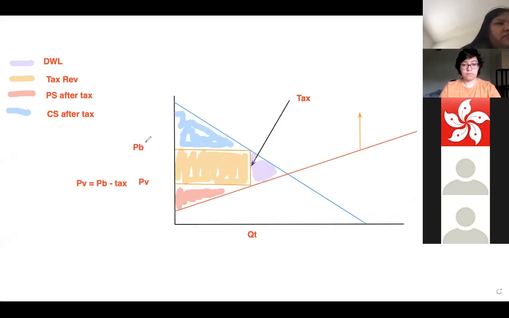The PB there stands for the buyer's price, right? And that's where we had, and I can put it back in. I just took it out because it's kind of a distraction to have it in there, but this is the shifted supply curve. Do you see what I mean? Yes. Right, okay.